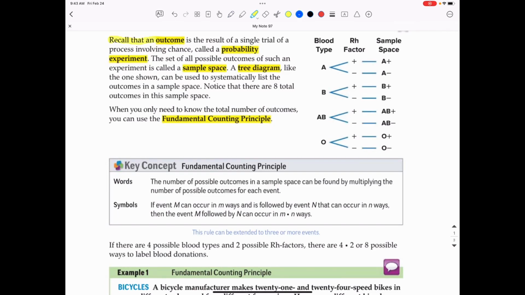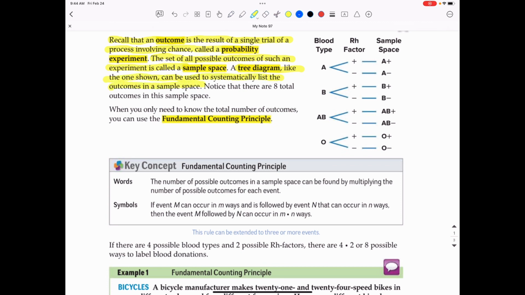Recall that an outcome is the result of a single trial of a process of chance called a probability experiment. The set of all possible outcomes in such an experiment is called a sample space. A tree diagram, like the one shown, can be used to systematically list the outcomes in a sample space.